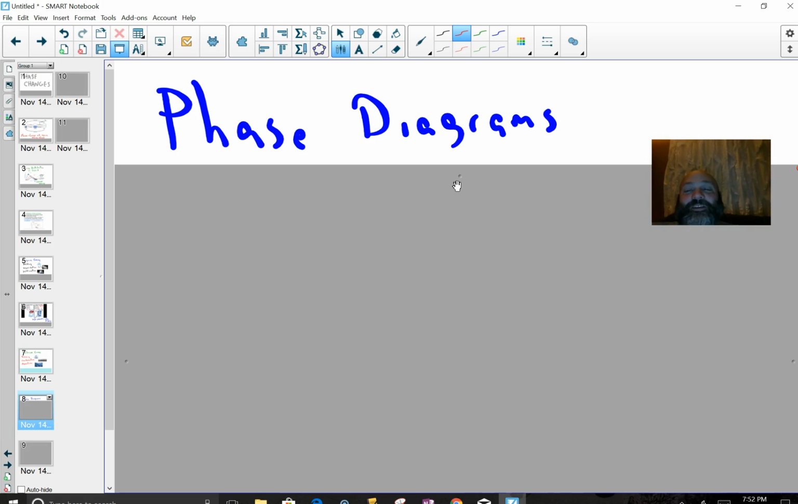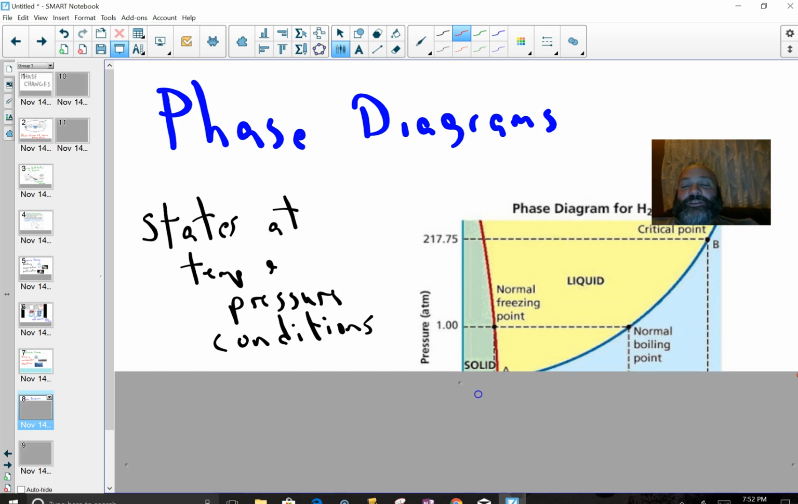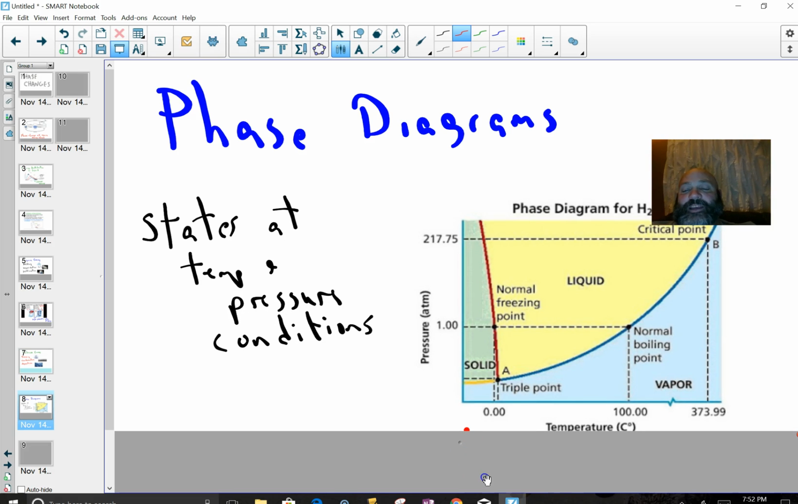Anyways, phase diagrams. A phase diagram is a diagram showing the 3 different phases that a substance can be in, solid, liquid, or gas, and what states they're going to be at different temperatures and pressures. We can look at what kind of changes are going to happen given a different temperature and pressure. So we'll start off right away with this phase diagram for water.